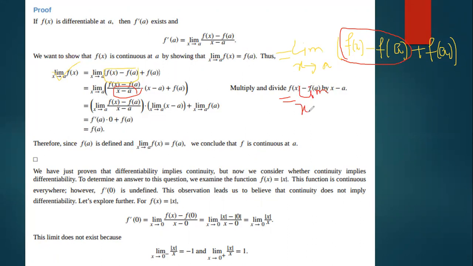In the next step, we multiply and divide by the value x minus a. Here it is divided and also multiplied, so there is no net effect on the system, plus f of a. This is my second step, in which I added the value of f of a and f of x in my system. This is the first condition to do.